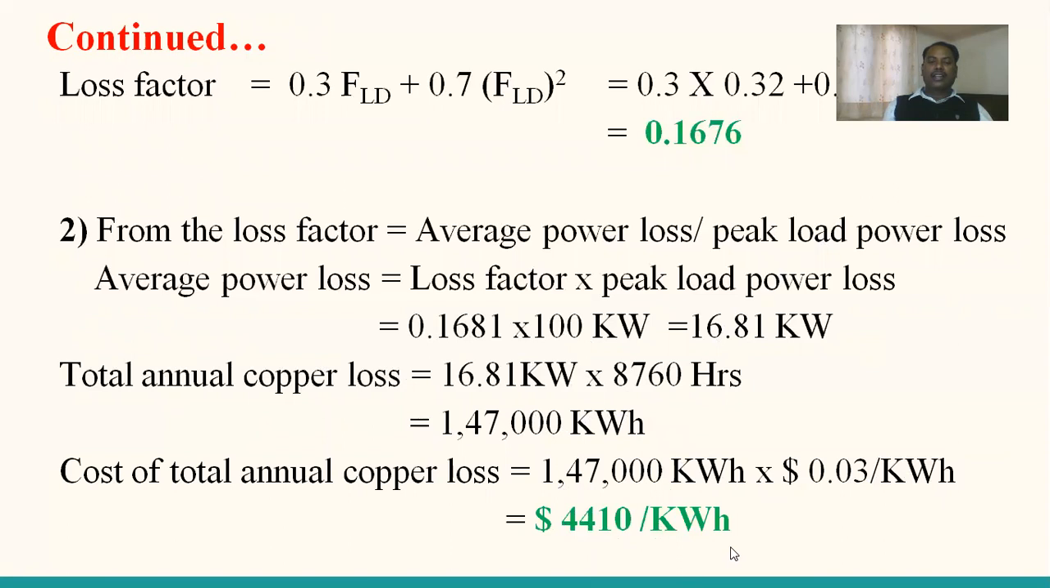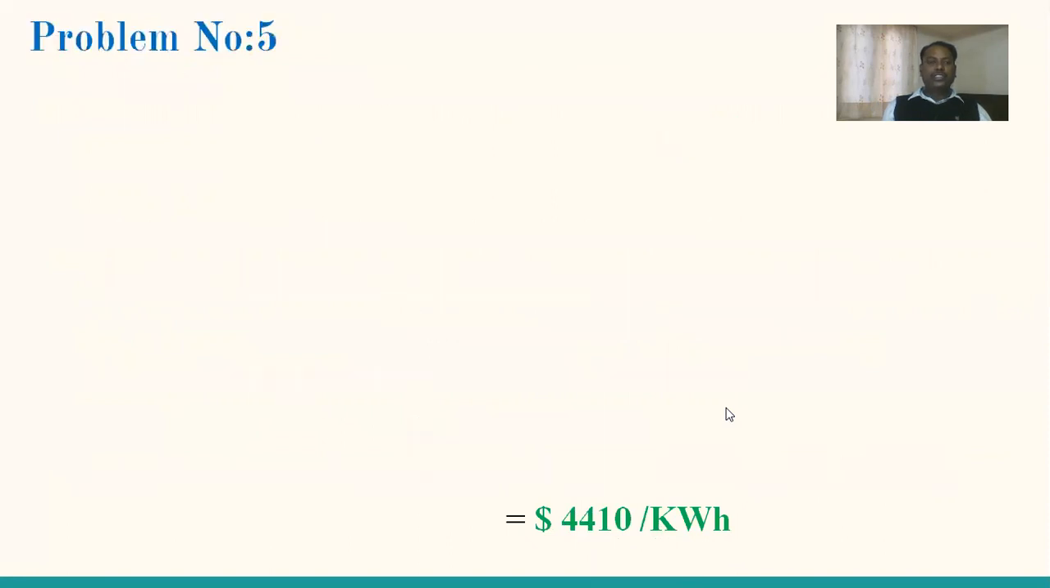This is the energy loss cost. There are two unknowns in this problem. One is the loss factor, and another one is the annual energy loss cost at $0.03 per kilowatt hour. So these two are solved here. Shall we move to the next problem, which is problem number 5.